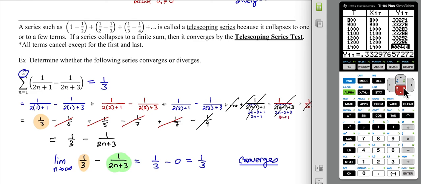So remember, when we go into parametric mode on this, what we're getting is the sum of the series. It's going to be 1/3. All right? So that's kind of a nice outcome.